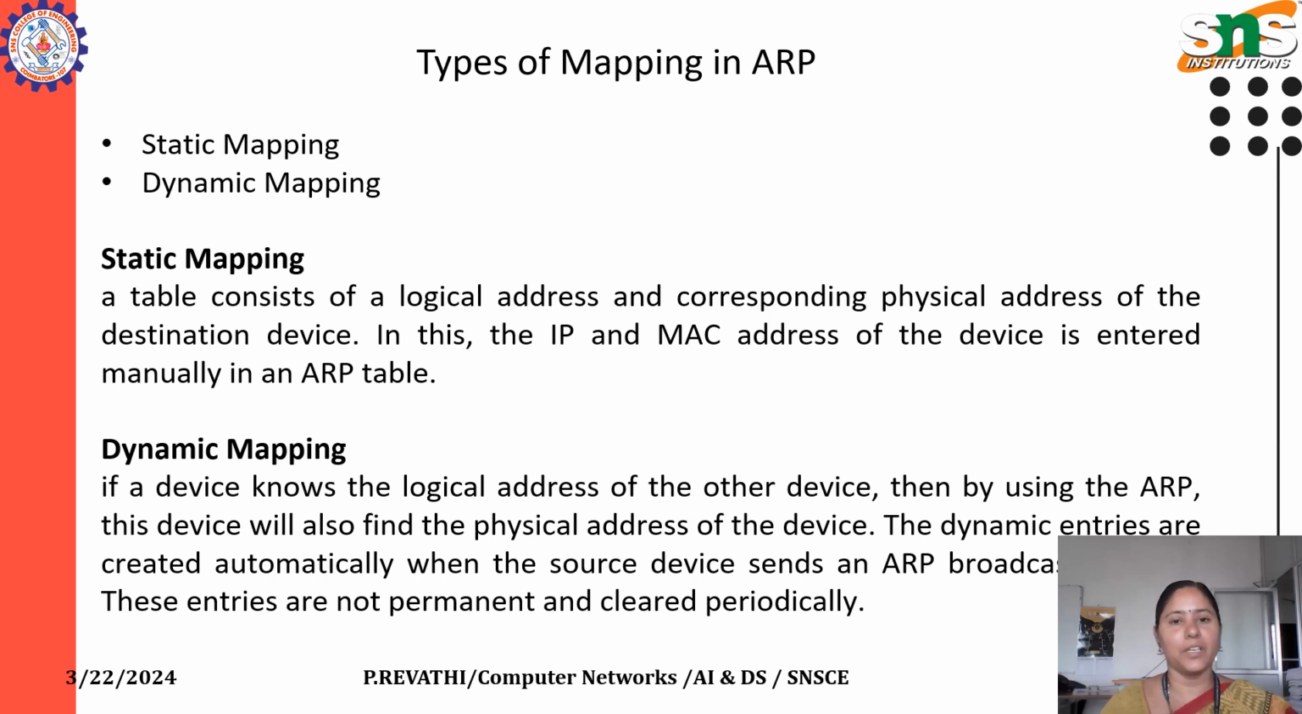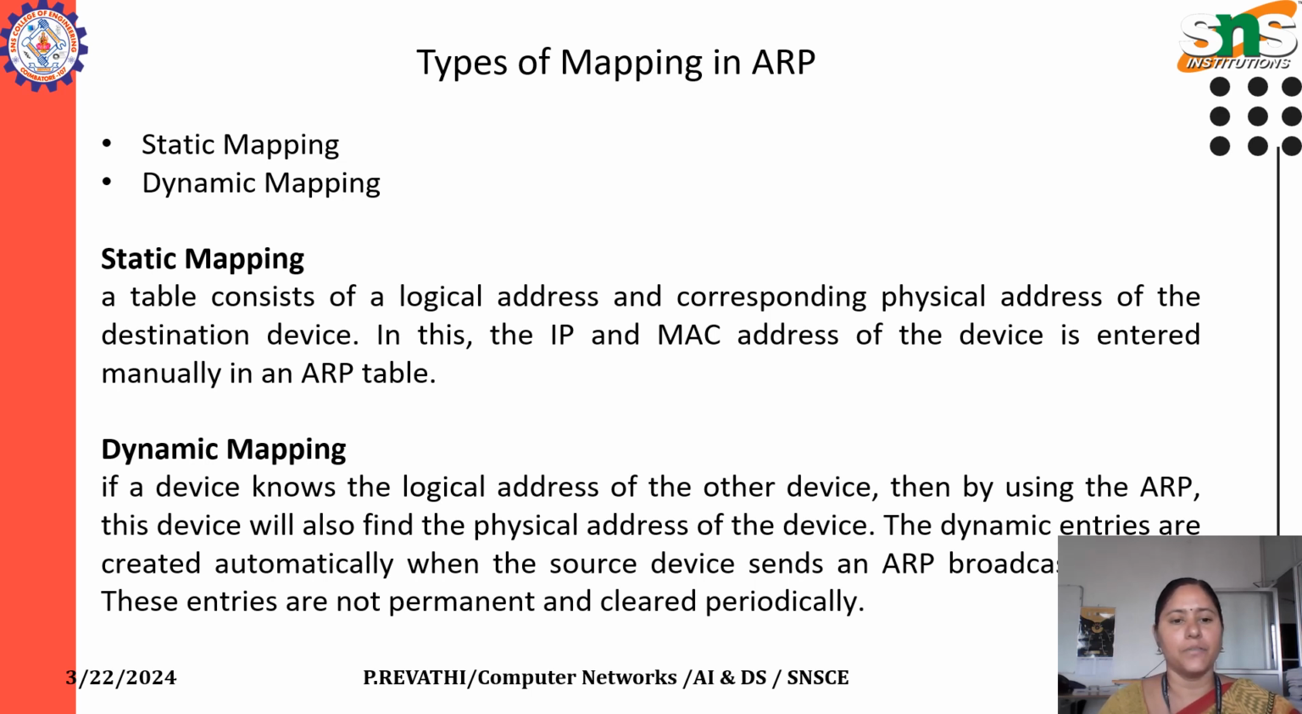Types of mapping in ARP: static mapping, dynamic mapping. Static mapping means a table consists of a logical address and corresponding physical address of the destination device. In this, the IP and MAC address of the device is entered manually in the ARP table.